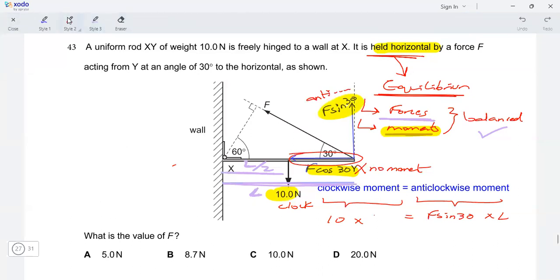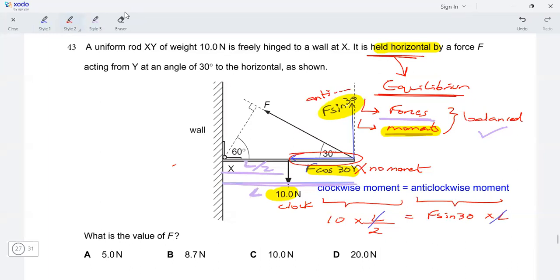So I now have this equation. L and L would cancel each other out. Don't worry about the L's, the distances. Students usually get confused over here. They think that we don't even have the distance, but it's fine. It's going to cancel out.